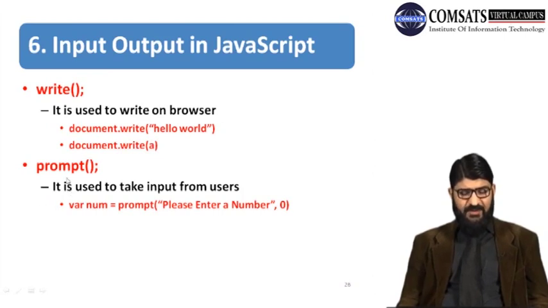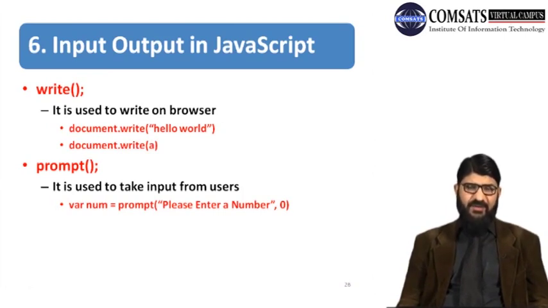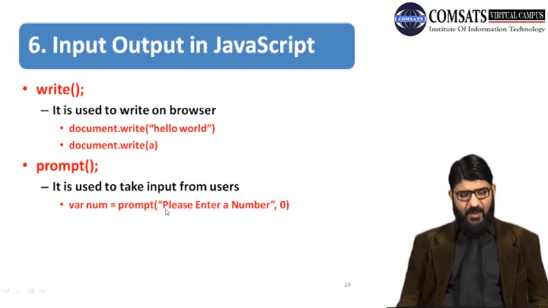Now the prompt function. The prompt function is basically used to take values from the user. So the variable num is mentioned, and then it is assigned the prompt function, and the prompt function will take the value from the user and assign it to the variable num. So what is the prompt function way? Please enter a number, and then mention a second parameter, 0. So a number value will be given by the user.